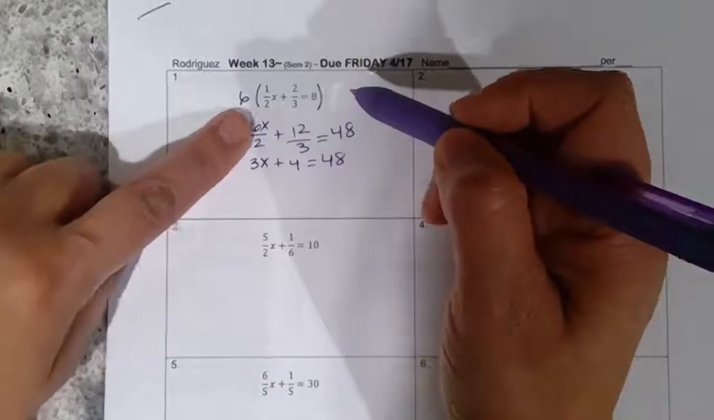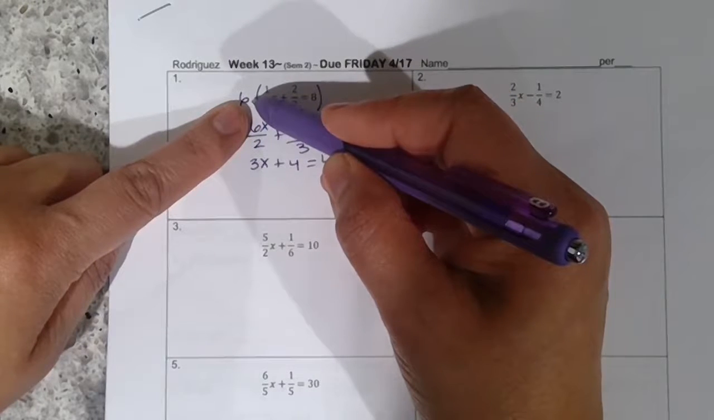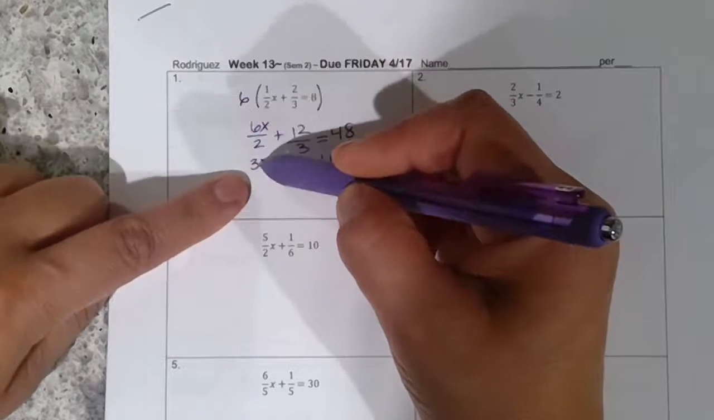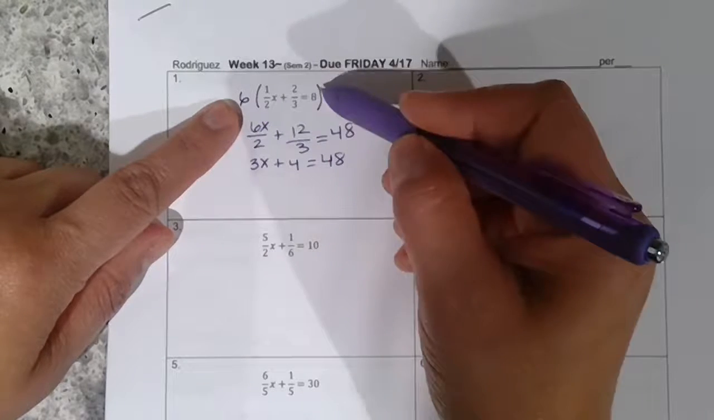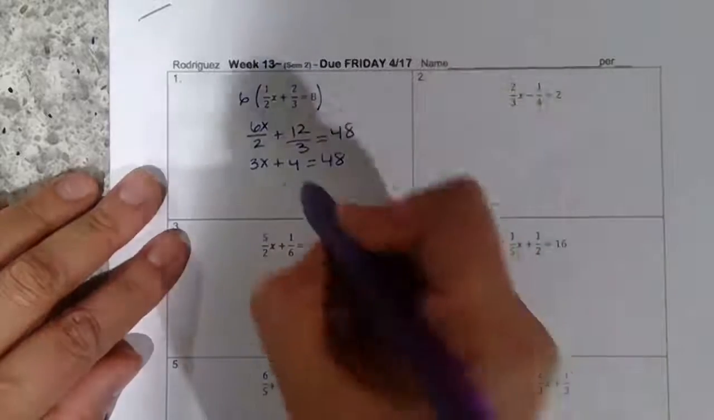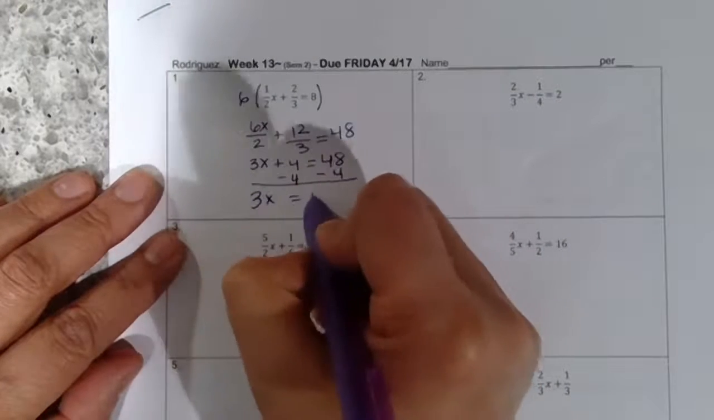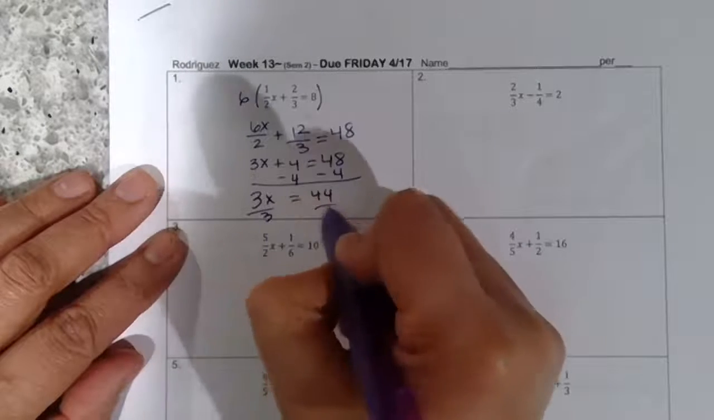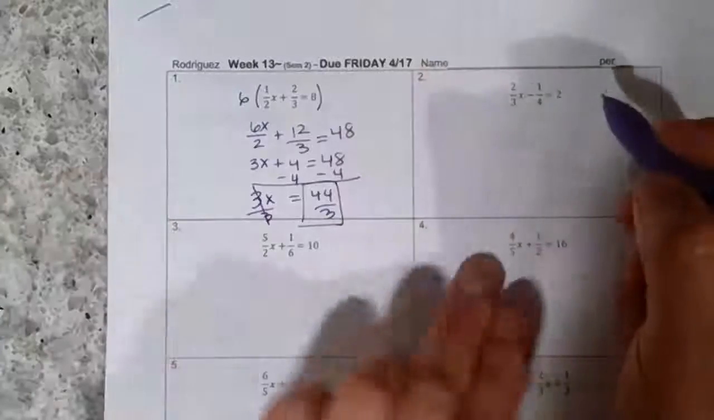The only other thing that you could have done if you wanted to go faster: 2 goes into 6 3 times, so you know that that's going to be 3. 3 goes into 6 2 times. 2 times 2 is 4. Or just work it out this way. So x is equal to 44 over 3.